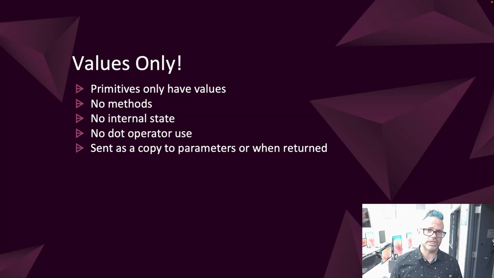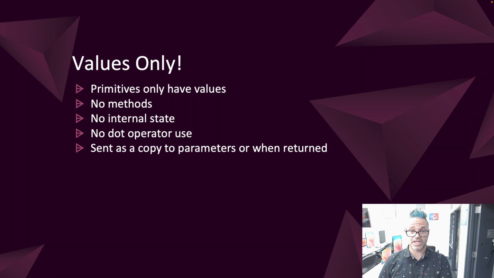So one of the big things you need to know about primitives is that primitives are values-only based data types. So they only have a value. There's nothing inside them. It's just that value itself. There are no methods. There's no internal state. There's nothing that belongs to it. There's no dot operator we can use inside that. And whenever we work with them, we're sending a copy of them to parameters or when they're returned from something.